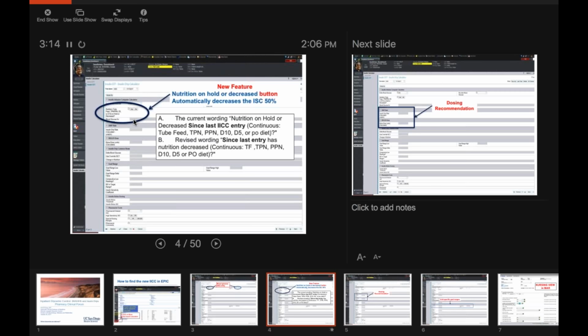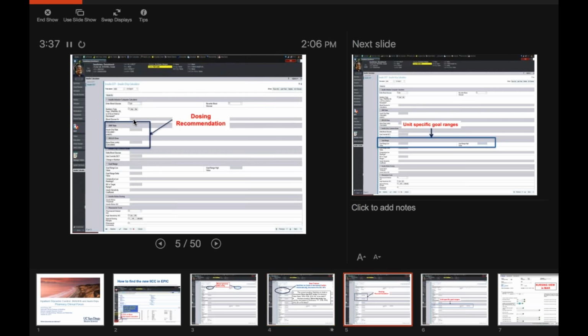Okay, but I want you guys to understand, no matter what that wording says, the entire purpose of that button is since the last entry has any form of dextrose changed, because we need to simultaneously decrease the insulin infusion rate to go with it to prevent hypoglycemia. Does that make sense? Any questions about that button?